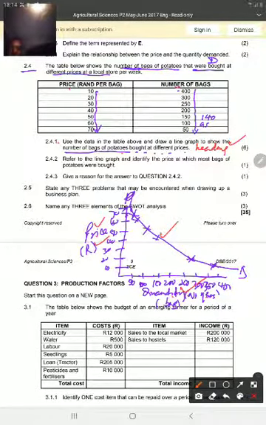And how many price marks? 1, 2, 3, 4, 5. And the bonus mark, we know about the bonus mark, then you get 6 marks.